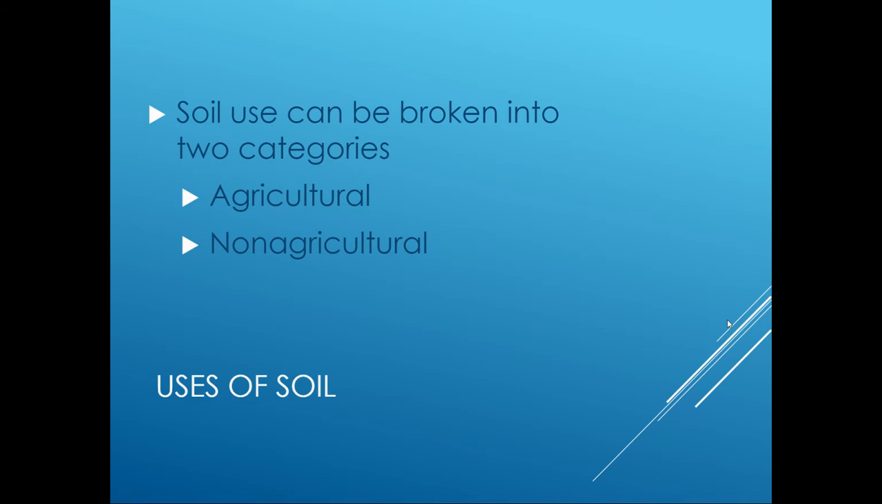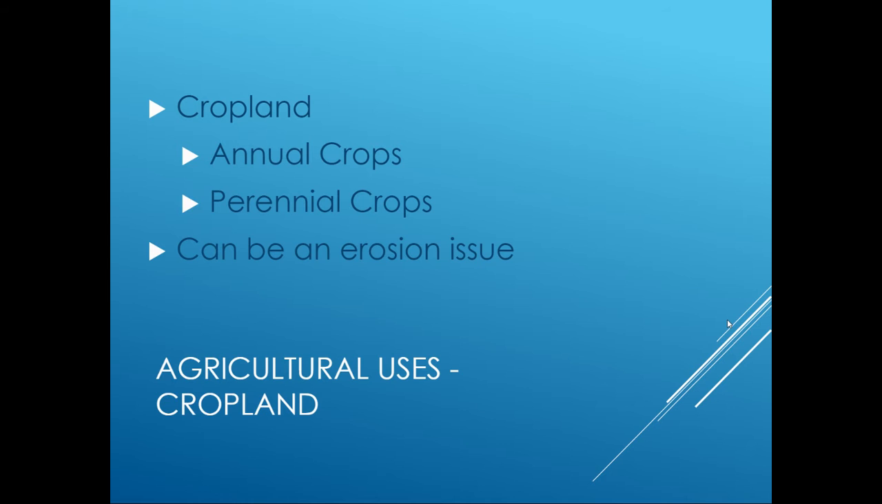All right, so some uses of soil. Soil can be used in two major ways, and we can break them down into agricultural uses and non-agricultural uses. So some agricultural uses of soil. First is cropland. You've got two different types of cropland: annual crops and perennial crops.